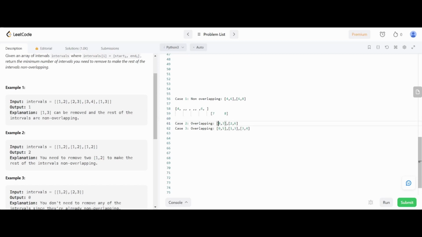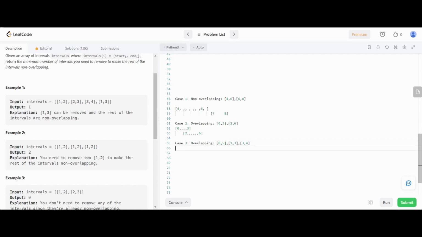Now, in the second case, when you have an overlapping interval, how does this overlap happen? You have 0, 3, 1, 2, 3, right? And you have 2, 6. Let's say you have 2 over here, then we have 6 something over here. Over here, the end time of the first interval is greater than the start time of the second interval, which means that the second interval is lying inside the first interval. The start part of it is at least lying a bit inside over here. Since they're overlapping, what we need to do is remove either one of the two intervals. Any one of the two in this case.